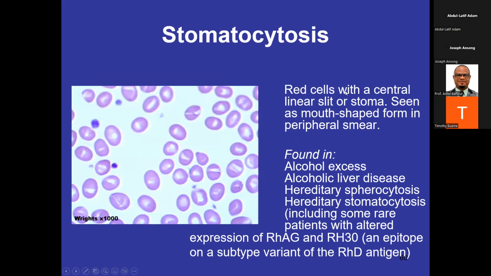The red cells with a central linear slit or stoma are seen as mouth-shaped in the peripheral blood. This is the stoma right there. They are found in alcohol excess, alcoholic liver disease, hereditary spherocytosis, hereditary stomatocytosis, including some rare diseases of altered expression of rhesus antigen, Rh30, which is an epitope and a subtype variant of rhesus antigen.